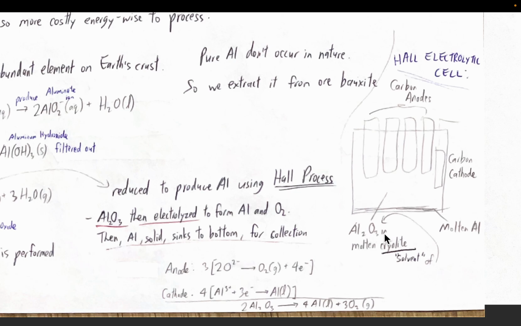Aluminum oxide in molten cryolite. Cryolite is the solvent of the aluminum oxide. And the solid aluminum that has been mentioned here, after being electrolyzed, is characterized to be molten. So the molten aluminum sinks to the bottom, ready for collection.